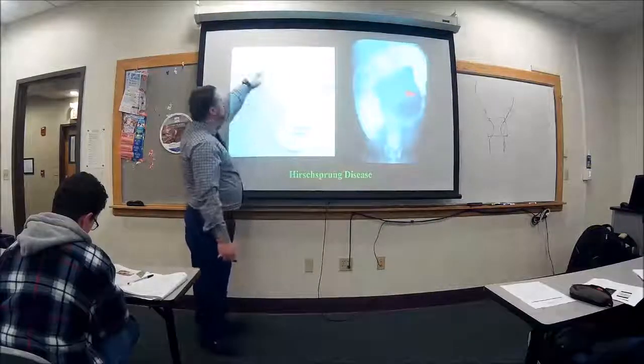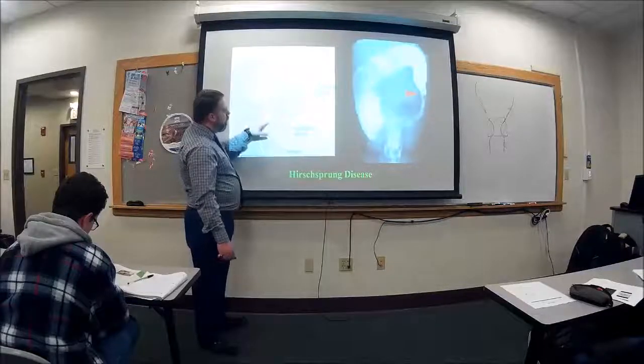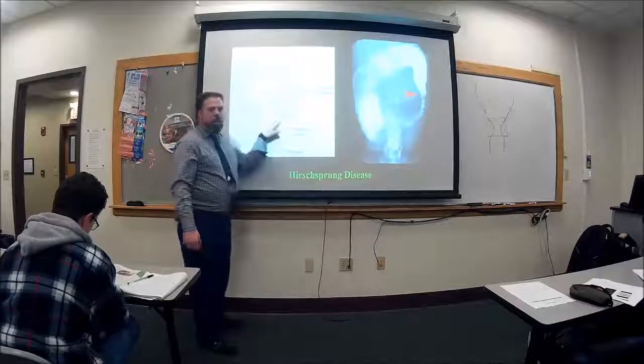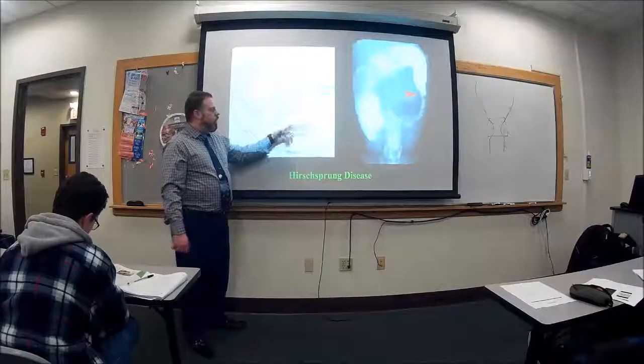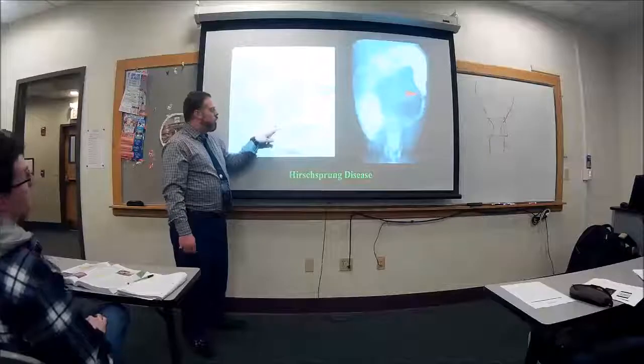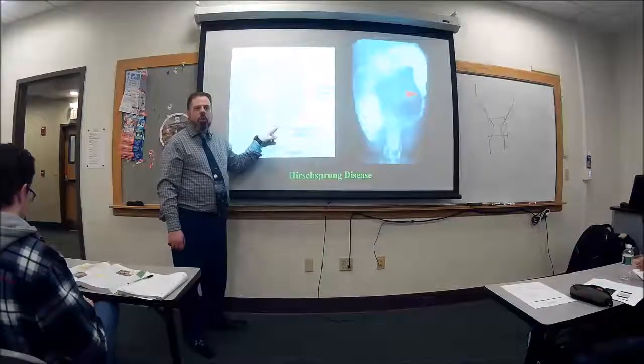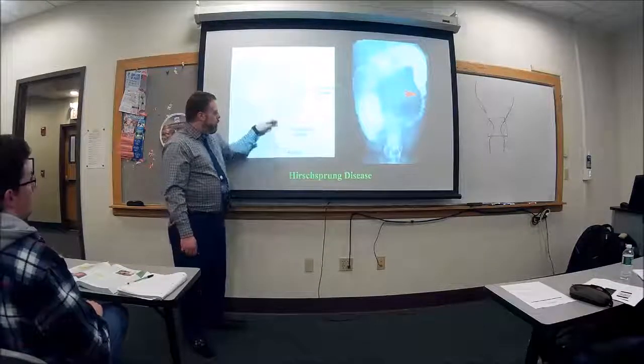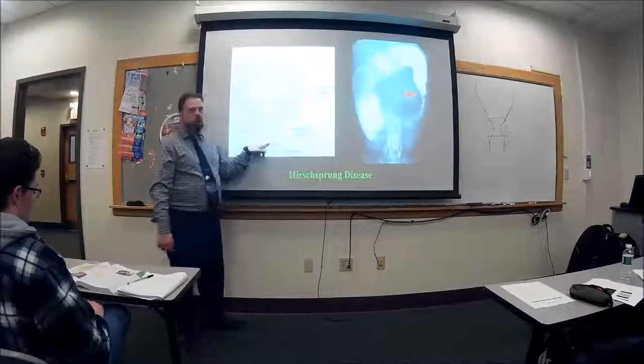So here's the colon, right? So here's the area that's not getting innervated properly. All right. So this is what we call the aganglionic portion. So this is the portion that doesn't have the nerves going there properly. So therefore, there's nothing going on down here. The rectum is completely fine.